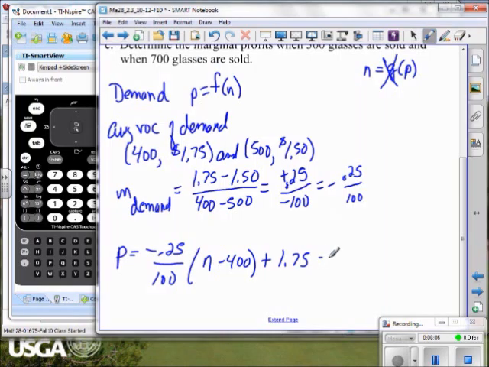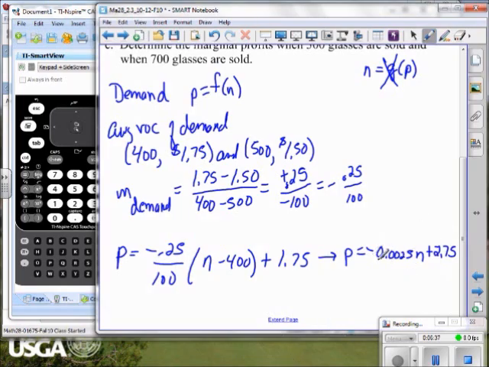Okay. And we come up with p is equal to, and I'm going to give you the answer because I know you all could do it, but let's see what I've got here. I end up, and you want to verify this, I end up with negative 0.0025 n, good luck you guys, plus 2.75.